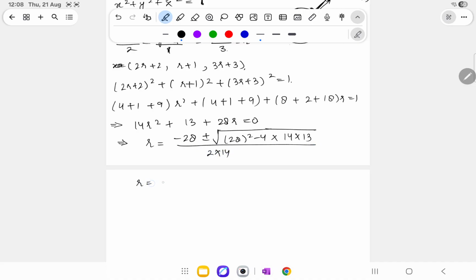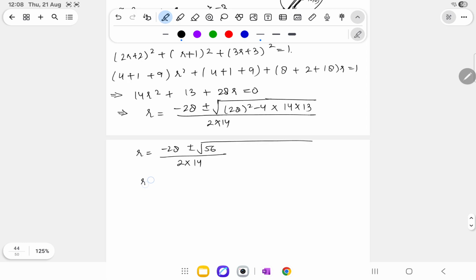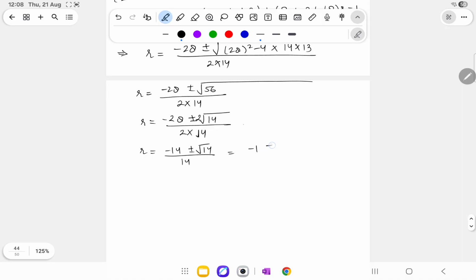So I got my r as minus 28 plus minus under root 28 square minus 4 into 14 into 13, which is 56, upon 2 into 14. On further simplifying, I got my r as minus 28 plus minus 2 root 14 upon 2 into 14. So my value of r is minus 14 plus minus under root 14 upon 14, which equals minus 1 plus minus 1 by under root 14. So from here I got 2 points.